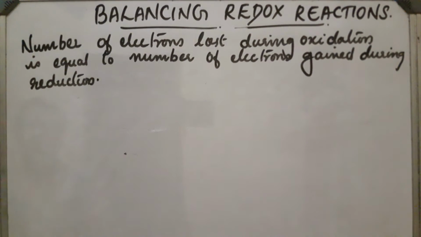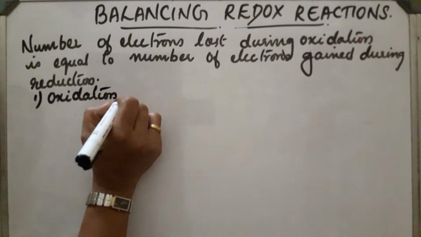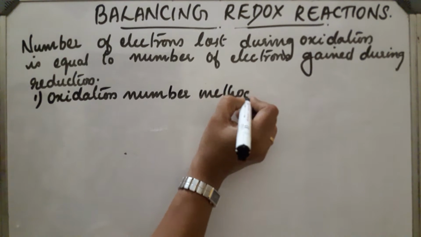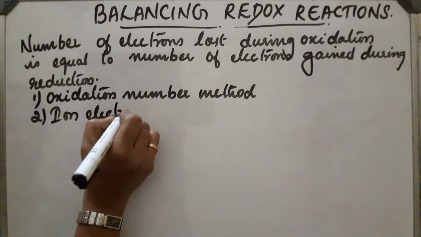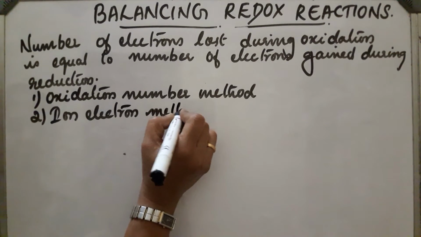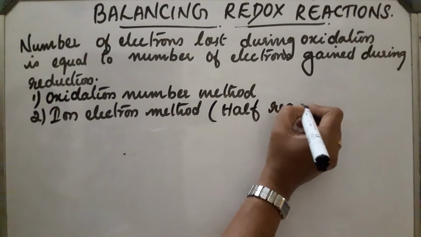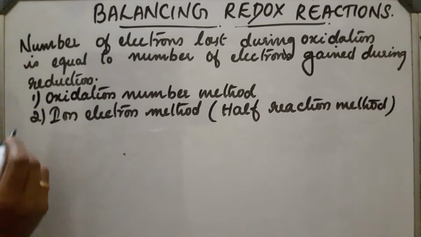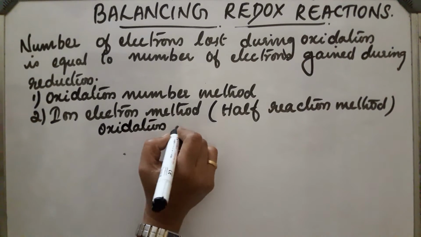So, there are two methods for balancing redox reactions. First one, the oxidation number method. And second one, the ion electron method or half reaction method. Here we are discussing the first method, the oxidation number method.